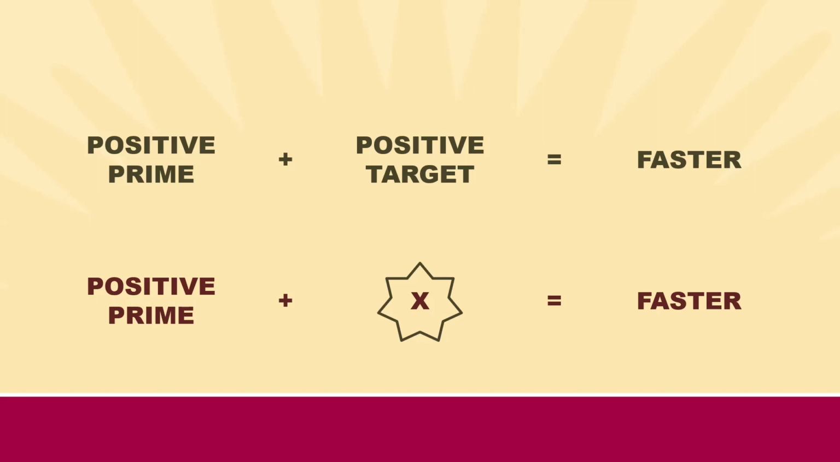If we have a positive prime and we put in an unknown quantity and the result is a slower response time, that means it's a negative target. So we can start to infer associations from this type of maybe cognitive equation, is what we can call it. Let's put this a little bit more concrete.